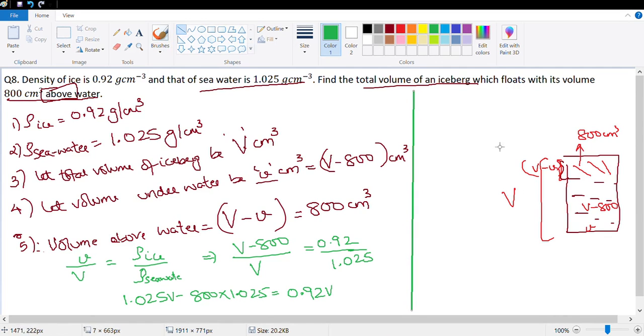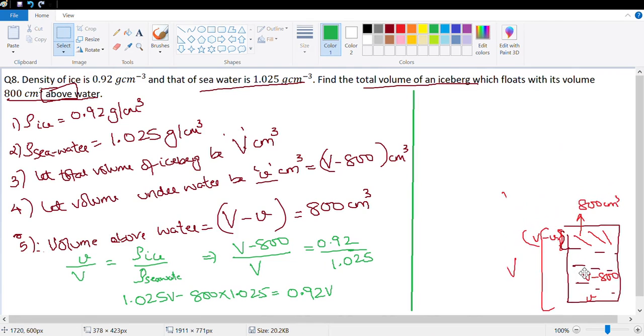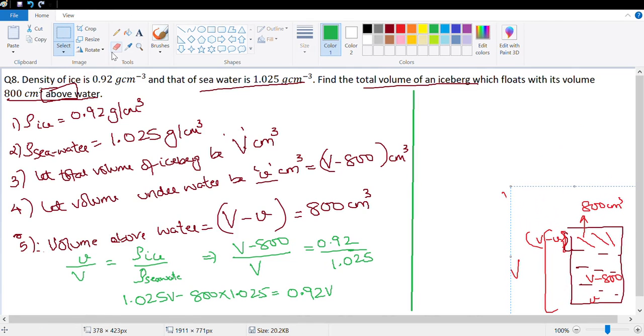Okay, let me erase this diagram. One second, let me just place it somewhere else in case we still need to refer to it slightly later. Perfect. Let's see if we can still solve it within the area which I have left. So that will be 1.025 V minus 0.92 V is equal to 800 into 1.025.